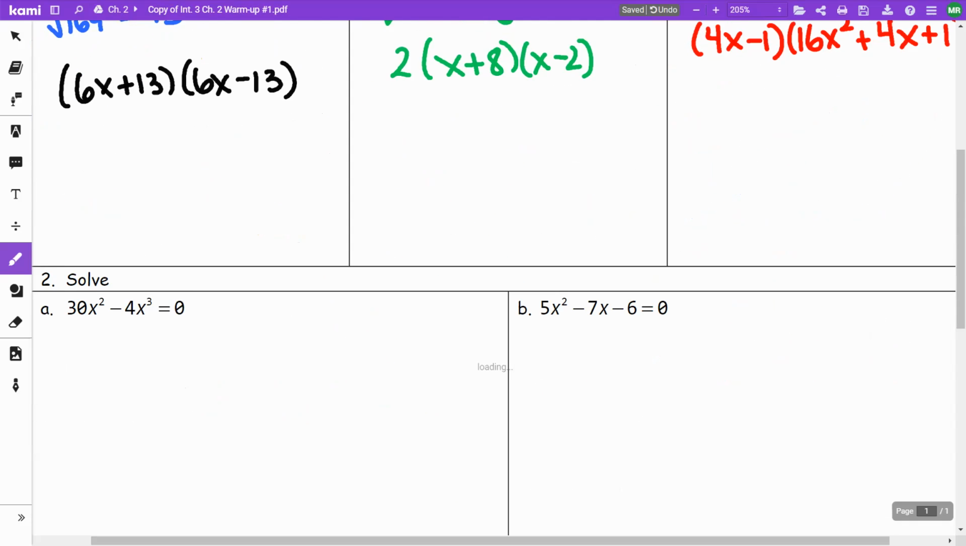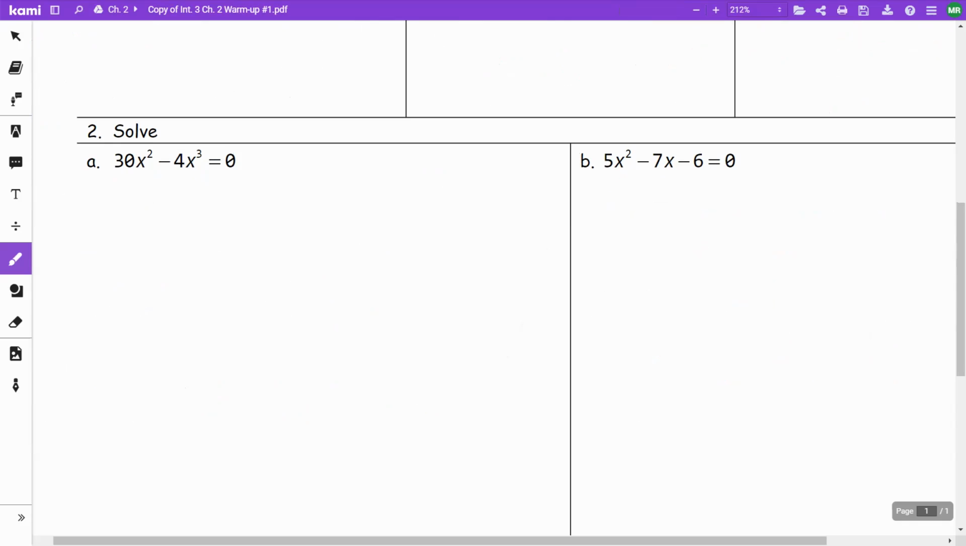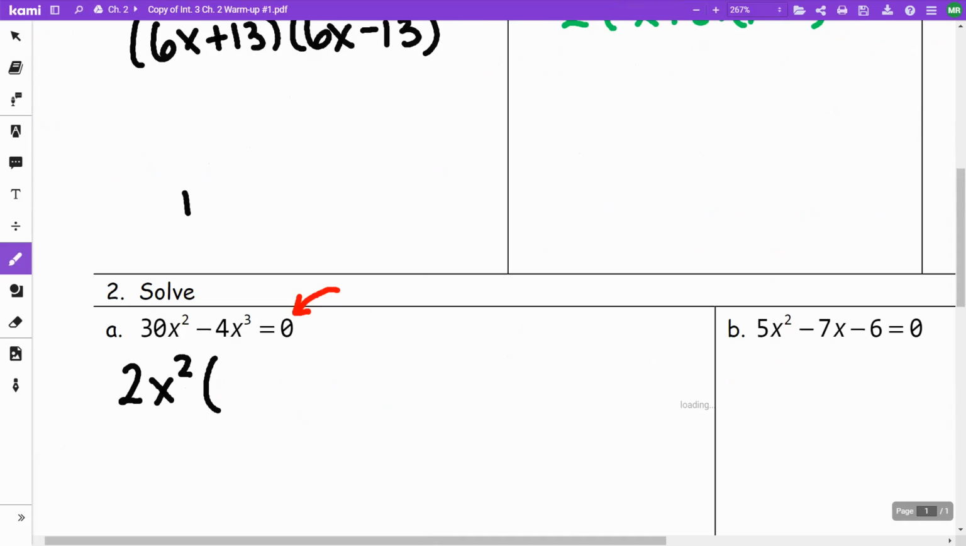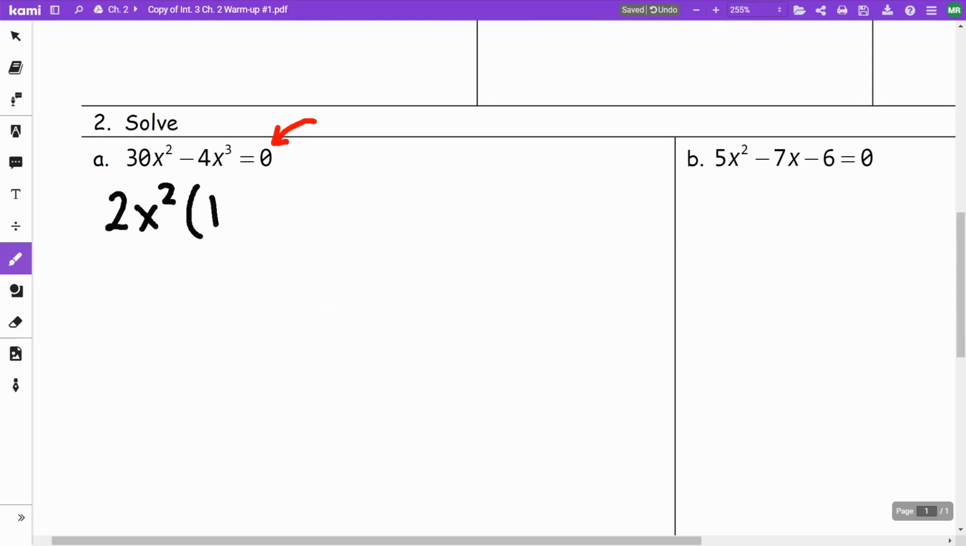Now, the next section, we're solving quadratics, actually polynomials, I should say. On the first one, what I notice is that it's equal to 0. Okay, that's what we want. And I'm going to see, can I factor anything out? So I can factor out a 2x squared from this. And I am going to be left with a 15, I apologize, minus 2x.